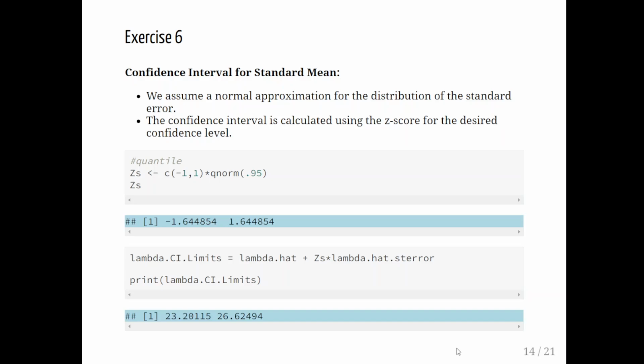And our confidence limits are as follows. Lambda confidence interval limits is lambda hat, which is our point estimate, plus or minus z's, which is our z-scores, our quantiles, times lambda hat standard error, which is our standard error. So there we got it: 23.201 to 26.624. Okay, that's our 90% confidence interval.